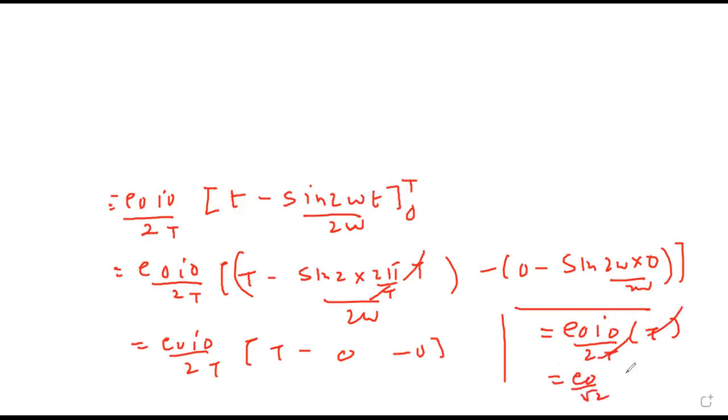So E0 upon root 2 into I0 upon root 2 we can write for 2. So final answer E0 upon root 2 means ERMS. I0 upon root 2 is IRMS. So P average equals to ERMS into IRMS.